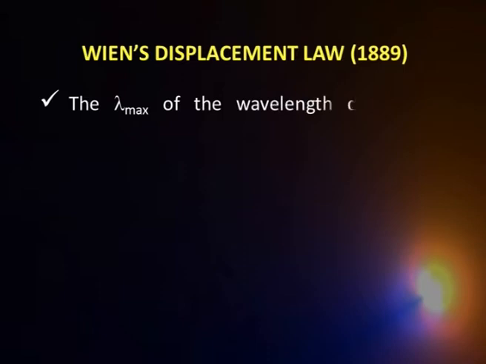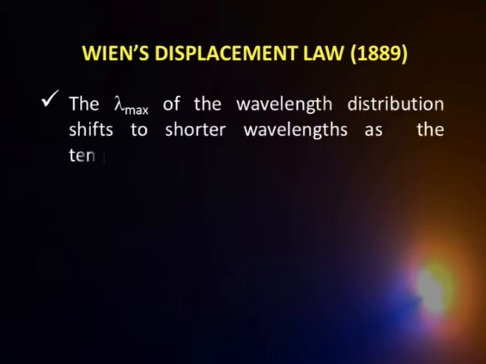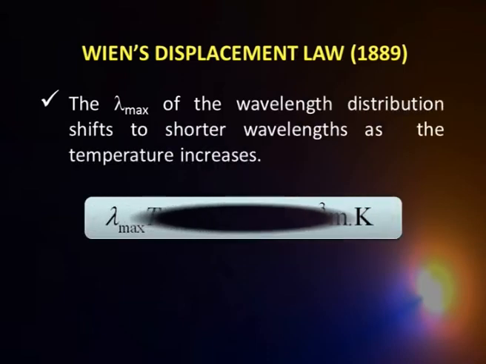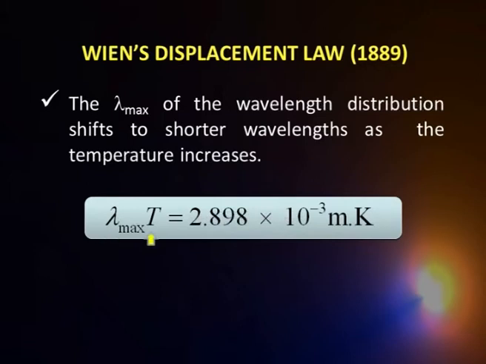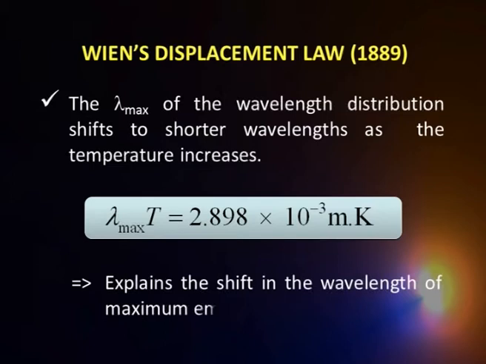Second important law is what is called Wien's displacement law. What it says is, the lambda max of the wavelength distribution shifts to lower wavelengths as temperature increases. That is, lambda max times T is a constant. That means if T goes up, lambda max has to come down, and this explains the shift in the wavelength maximum of the emission. So the two observations are there broadly. Qualitatively speaking, there will be an increase, we find an increase there. There will be a shift in lambda max, that also we are explaining.